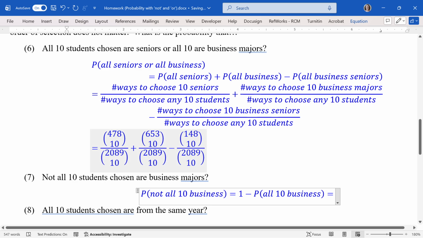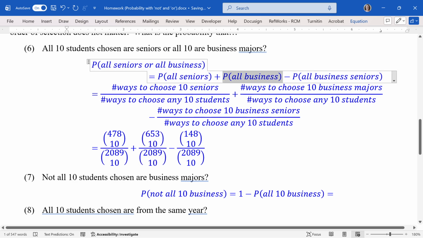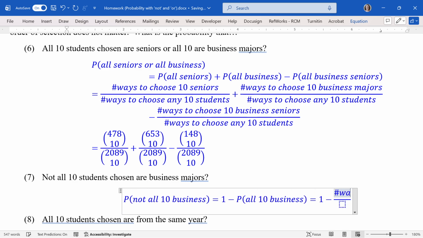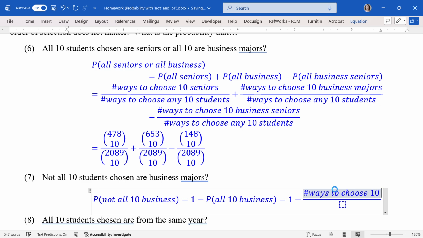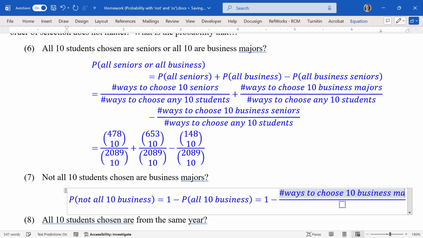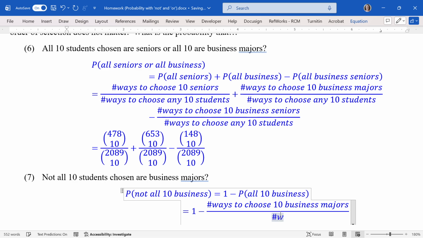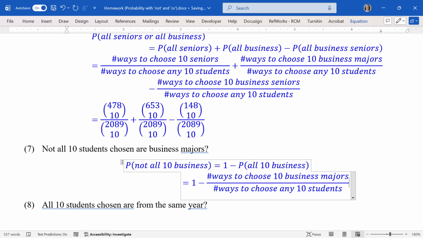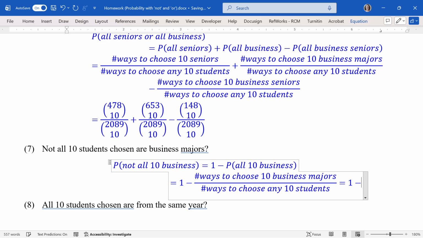All right, this is much easier to do. We already know how to do it because we actually did it up here, right? Oh no, it was this one, right? That was probability of all business. Okay, so I'm just going to do 1 minus number of ways to choose 10 business majors over number of ways to choose any 10 students. And here is what I get.